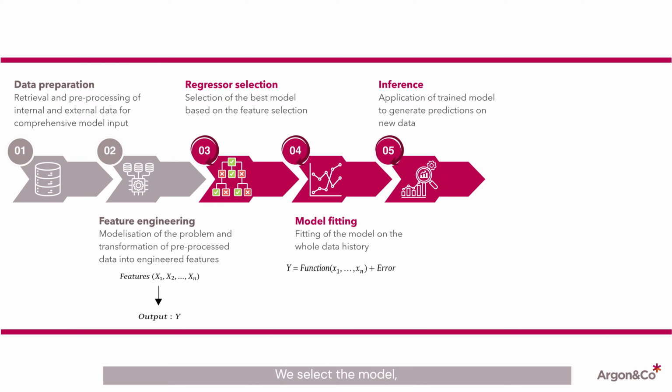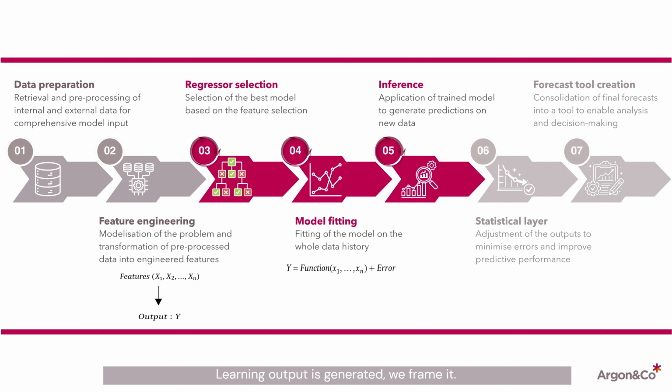The next 3 steps are technical and iterative. We select the model, tune parameters like tree depth, define backtesting periods, measure performance, optimize, and repeat. Once the machine learning output is generated, we frame it. We apply minimum and maximum thresholds based on the statistical signal to avoid extreme values. And then we adapt the results to the specific formats required by each system.